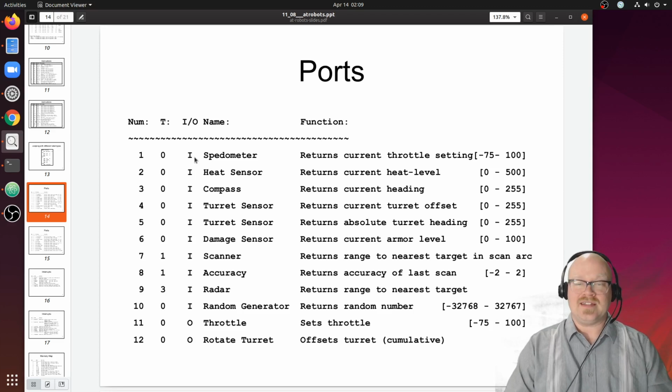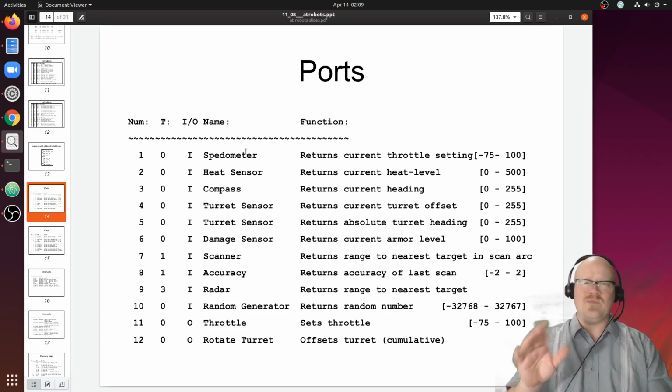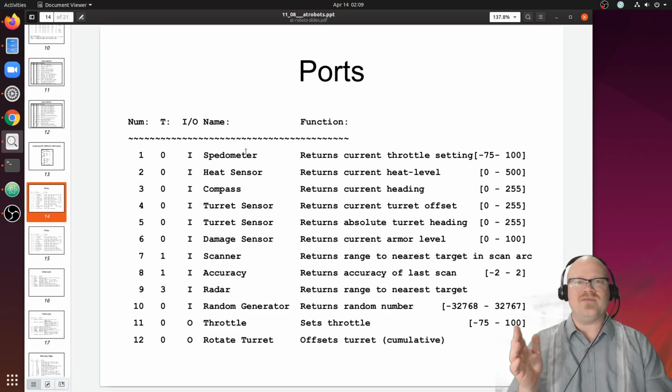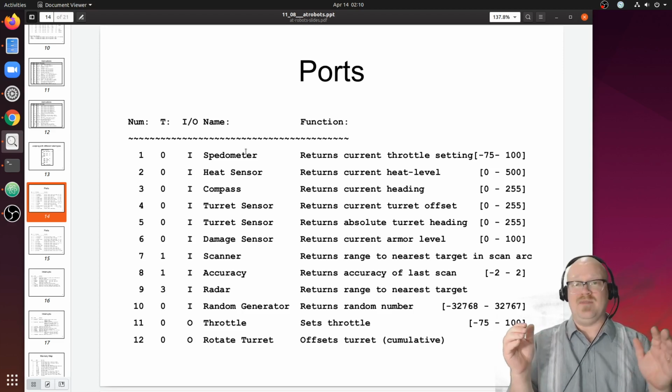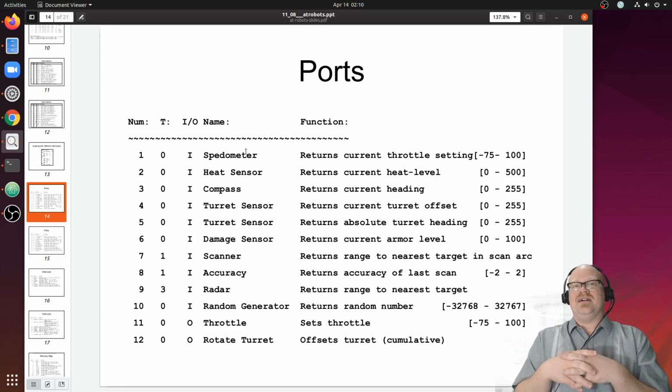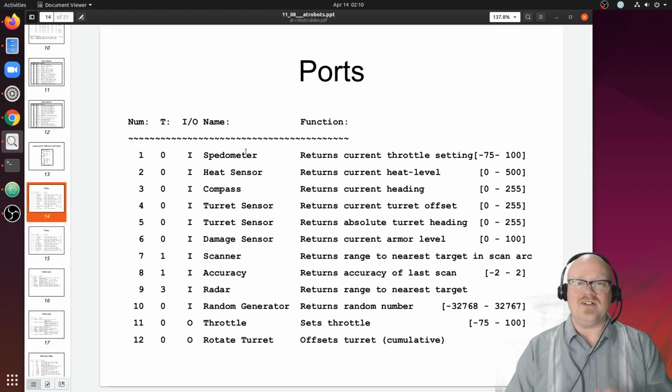So the first of these, and it's an input port, is the speedometer port. It'll tell you your current throttle setting between -75 for going in reverse to +100 for full speed ahead. There's a heat sensor that will return your heat level between 0 and 500. And somewhere up in there, I can't remember if it's 300 or 350, maybe it's 400. I don't recall, but somewhere in there, if you get your heat to that level, your robot will fundamentally just stop where it is on the arena floor and be a sitting duck until your heat goes down to a point where the program can pick back up running again.